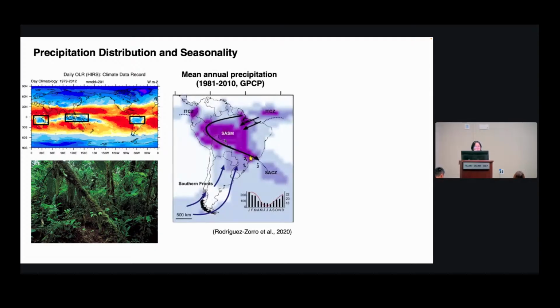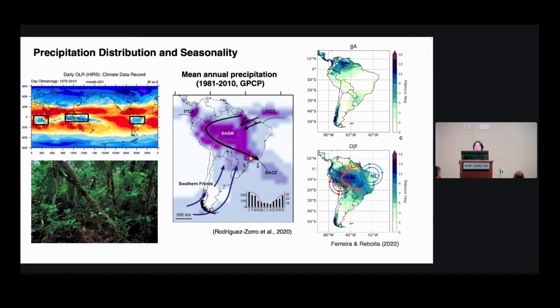The precipitation in tropical South America is impacted by the ITCZ, the South American summer monsoon, and also the South Atlantic convergence zone. In the core region of the South American summer monsoon, the precipitation shows a very strong seasonal cycle. Most of the precipitation occurs during the monsoon mature season, DJF.